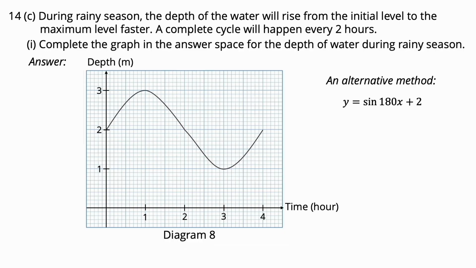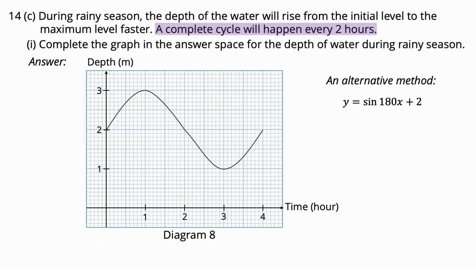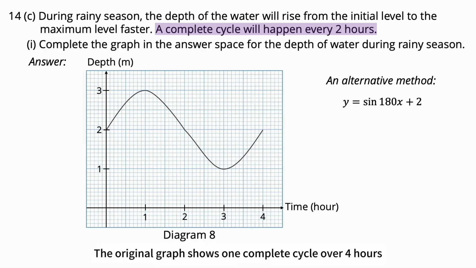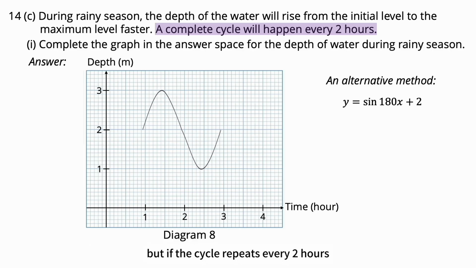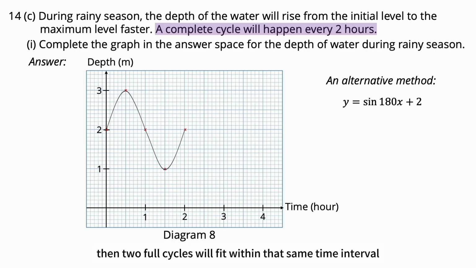Alternative method. Since a complete cycle occurs every 2 hours, there will be 2 complete cycles between 0 and 4 hours. The original graph shows 1 complete cycle over 4 hours. But if the cycle repeats every 2 hours, then 2 full cycles will fit within that same time interval.